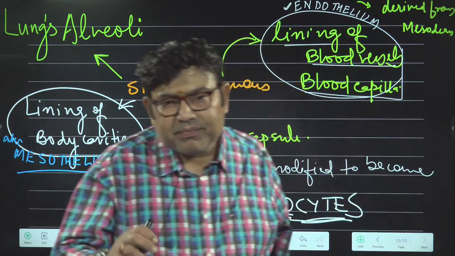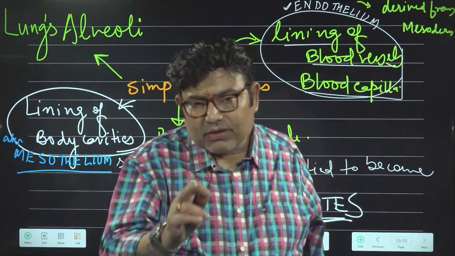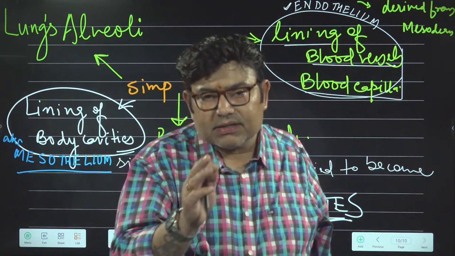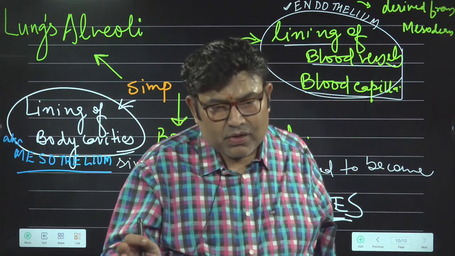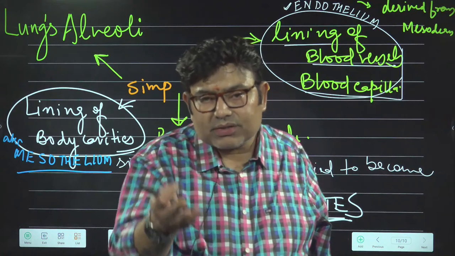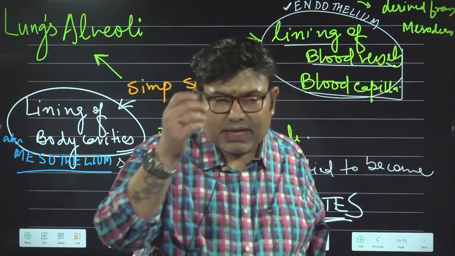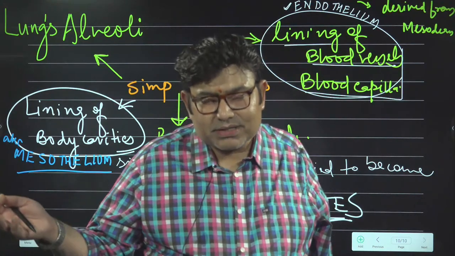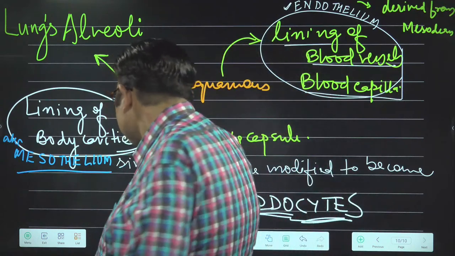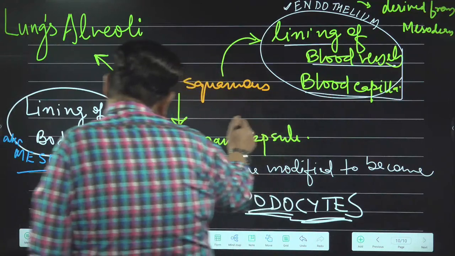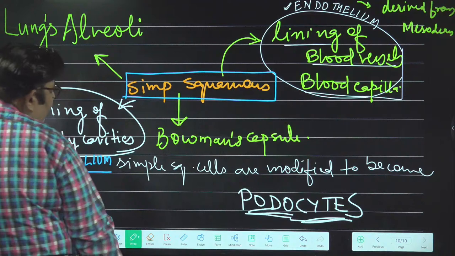What is endothelium? It is the lining of blood vessels. What is mesothelium? It is the lining of body cavities. What type of epithelium is mesothelium? It is simple squamous epithelium. What type of epithelium is endothelium? It is simple squamous epithelium. Make sense? All these, pleura and so on, will come here only. Beautiful examples of simple squamous.